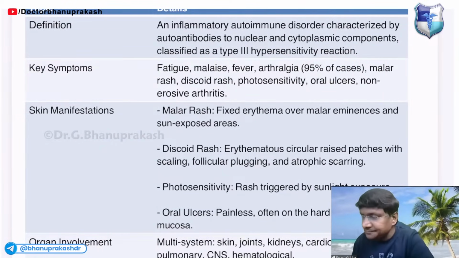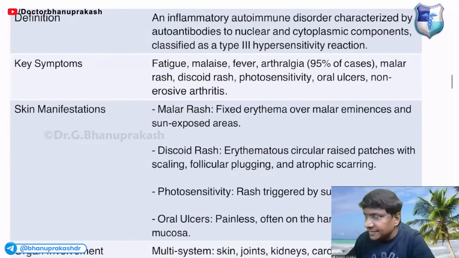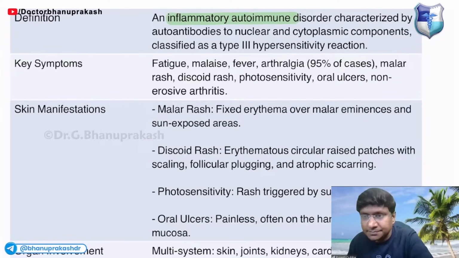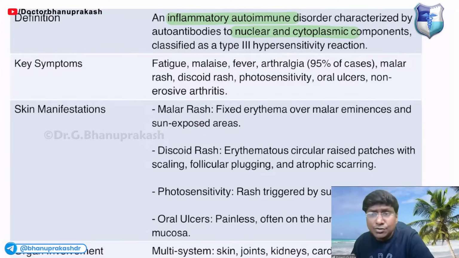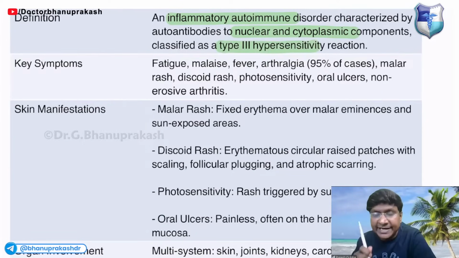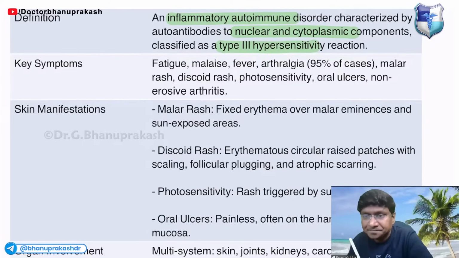So in the SLE, what exactly is it? It is an inflammatory autoimmune disorder where you have autoantibodies. These autoantibodies are formed against the nuclear as well as cytoplasmic components. And within the various systems, immune complexes are accumulated, and these immune complexes will cause damage to the systems. That is the reason why it is considered a type 3 hypersensitivity reaction.